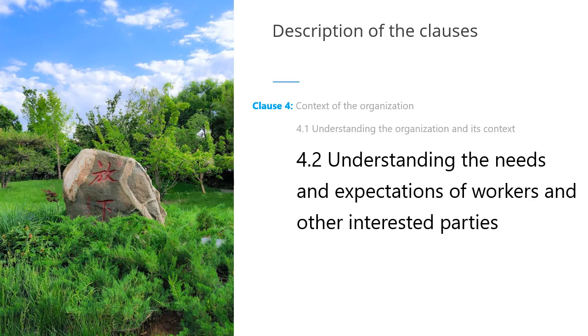Once the organization has identified the relevant interested parties, they need to identify their requirements in terms of occupational safety and health. Some of the requirements will be legal requirements that must be complied with. Some requirements may not be legal requirements and will be voluntary. The organization may choose to adopt voluntary requirements and include them in its OHS management system.